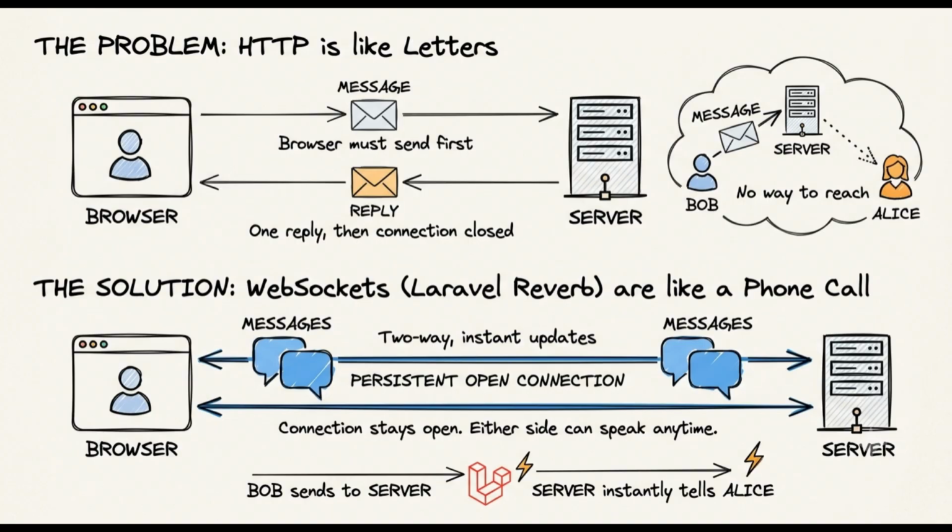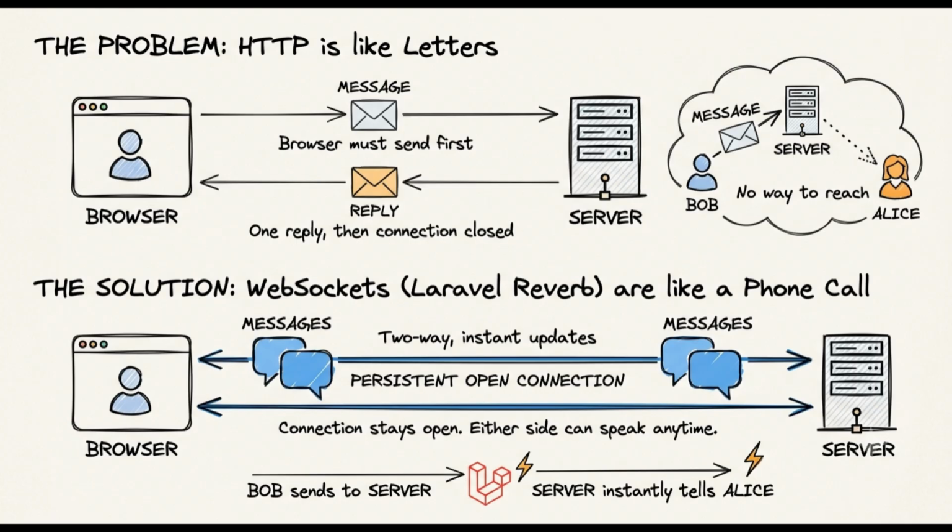The old workaround is polling. Alice's browser asks, anything new? Anything new? Anything new? Every couple of seconds, all day long. That's thousands of wasted requests per user per hour, and messages still arrive up to a poll late. It's like phoning the post office every 10 seconds to ask if you have mail.